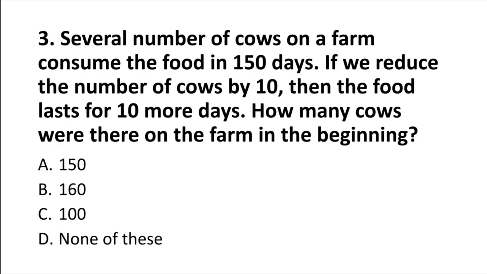MCQ number 3. Several cows on a farm consume the food in 150 days. If we reduce the number of cows by 10, then the food lasts for 10 more days. How many cows were there on the farm in the beginning? Options are: option A 150, option B 160, option C 100, option D none of these.